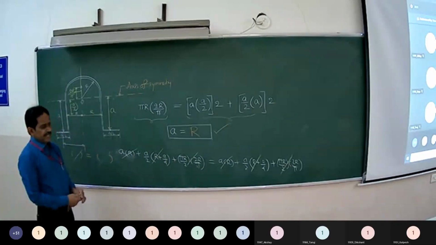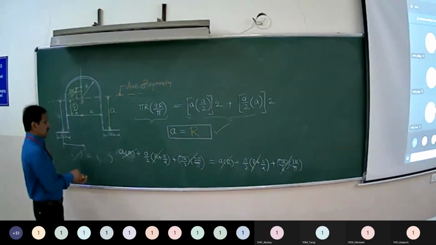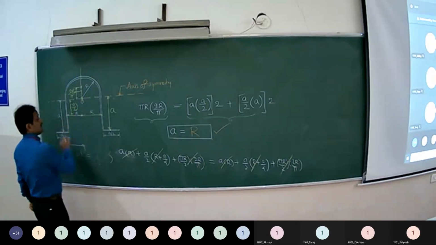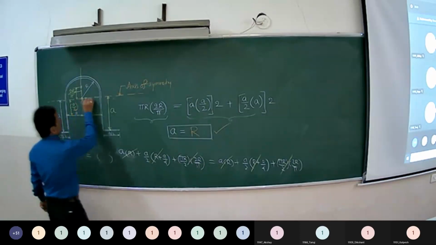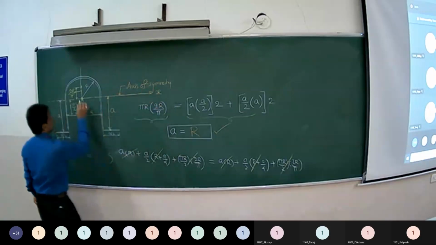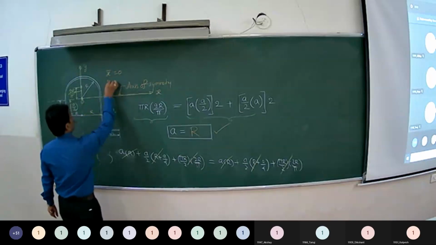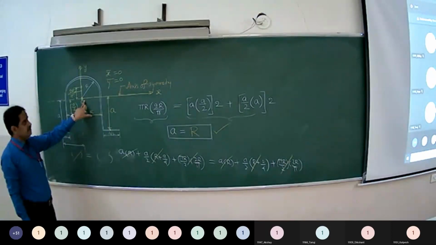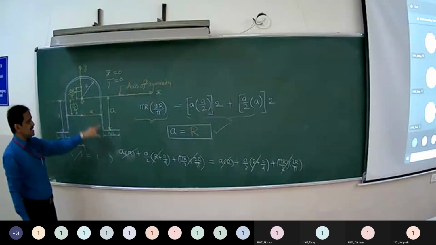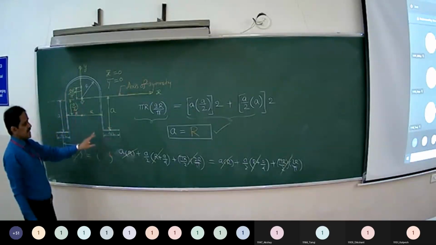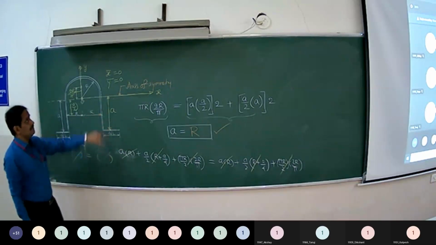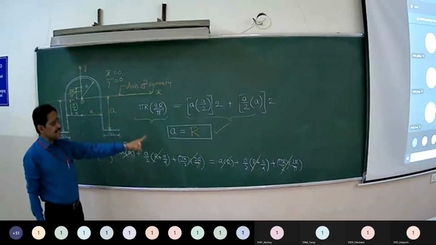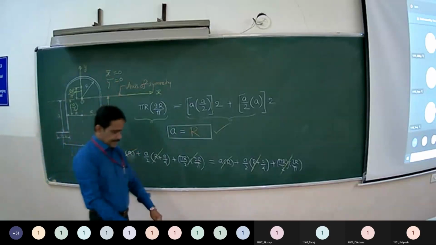What is the other method of finding A? We know the position of center of gravity of this bent, that is point O. So with respect to point O, suppose if you consider x and y axis, x bar is equal to 0, y bar is equal to 0, right? This is the centroid or center of gravity. Now dividing this bent into different line segments, taking moments, writing x bar is equal to summation lx upon summation l, y bar is equal to summation ly upon summation l, equating to 0, you can get A is equal to R. So there are two methods.